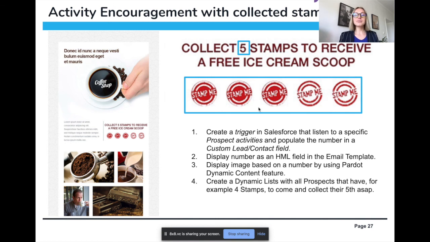So obviously we're tracking these stamps based on prospects', e.g. leads' or contacts', activities in Salesforce. Every time a new stamp, a new activity, was created against that lead or contact, we had a trigger that updated their number of stamps in the system. And then in the email template, we used HML to display the number of stamps they have. And then we used dynamic content to simply display the image, whatever image of the stamps they wanted to have.